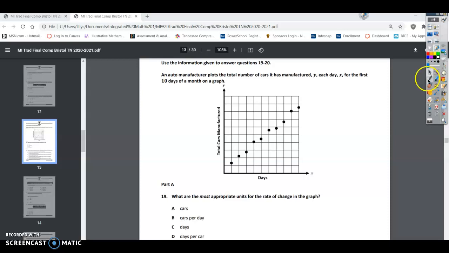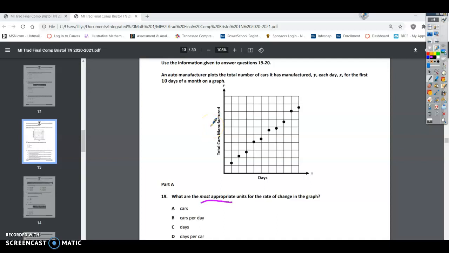All right, so what's the most appropriate units? So total cars manufactured over how many days? If you think about independent and dependent, you can choose how many days you are going to work or somebody makes you work, and the total cars are dependent upon how many days you work. So days are independent. How many cars are made depends on how many days are worked.